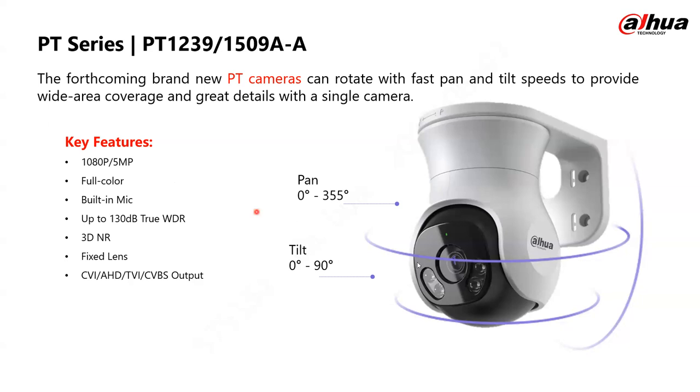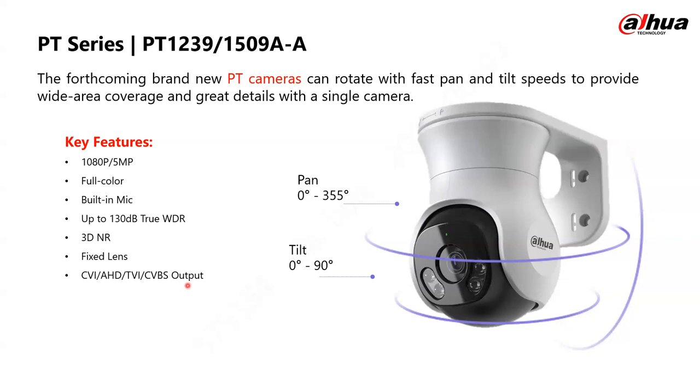This is a fixed lens, not a varifocal lens, so it cannot be adjusted at any point. So when mounting it, just choose an appropriate location, usually places where we don't have widely changing scenes in the environment. Alongside the fixed lens, it supports different video outputs: CVI, AHD, TVI, and CVBS. So this is an HDCVI product that supports all these kinds of video outputs.